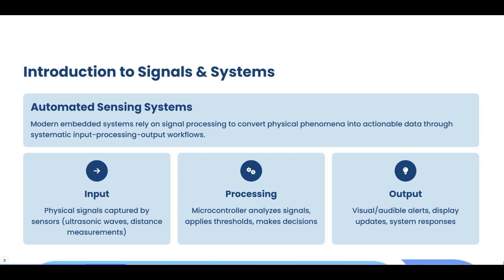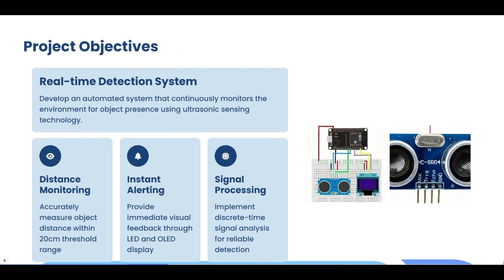So next, the project objective. There are three main goals. First, to detect objects in real time and measure their distance. Second, to display those measurements clearly. Third, to warn us with an LED if something comes closer than 20 centimeters.